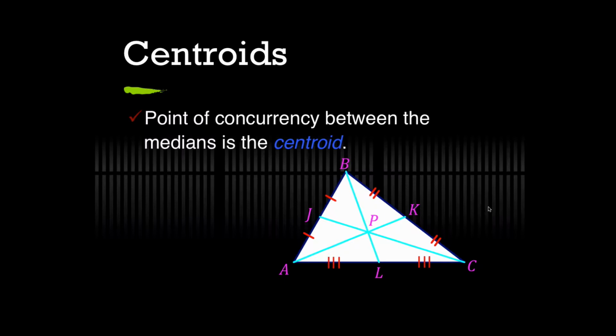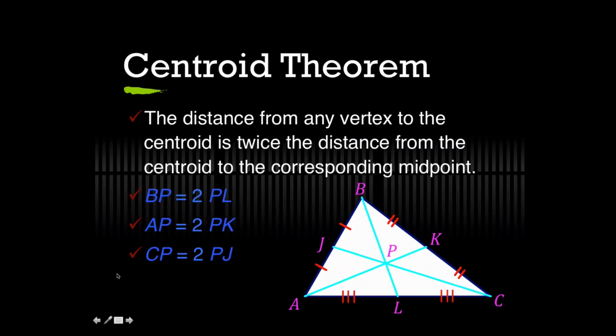While you're thinking of that, also think about when it is inside, outside, or on the triangle: acute, obtuse, so right triangles, for instance. Here's the centroid theorem. A special property of the centroid is that the location of the centroid splits the median into two parts. The part from the vertex to the centroid is twice as long as the distance from the centroid to the midpoint. So if we look at BL in particular, BP is twice as long as PL.